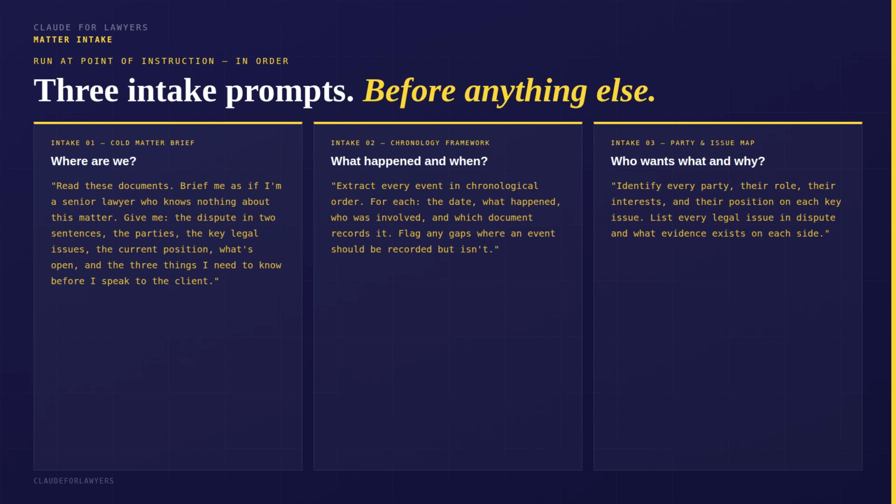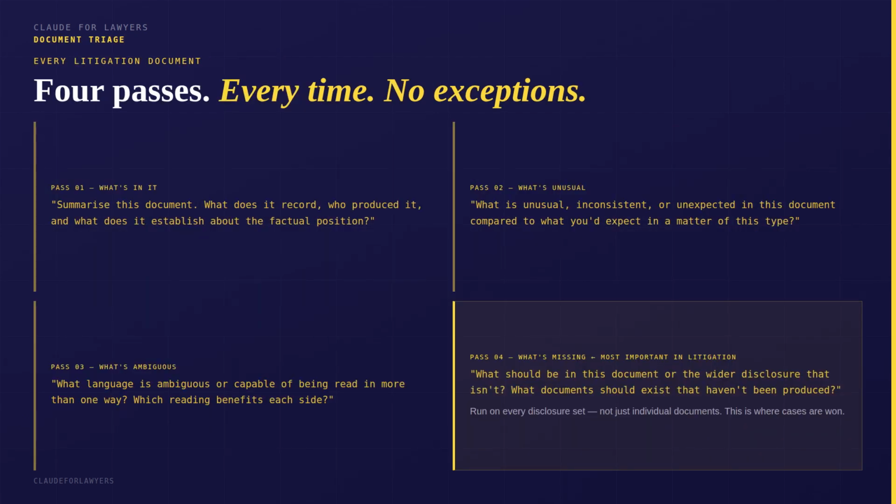Document triage in litigation is the same 4-pass review from the document work episode, but the stakes are different. In a disputed matter, what's missing from the disclosure is often as important as what's there. 4 passes on every litigation document. Pass 1. What's in it? Summarize this document. What does it record? Who produced it? And what does it establish about the factual position?